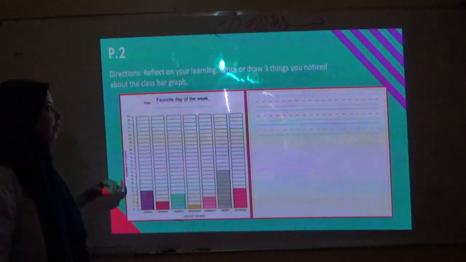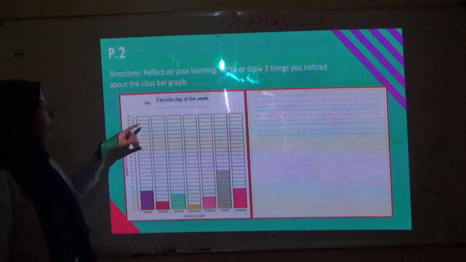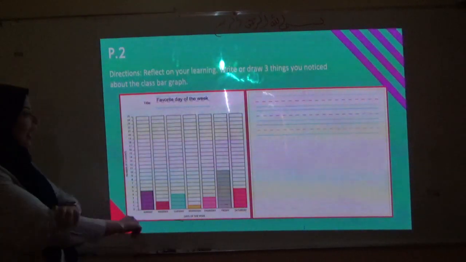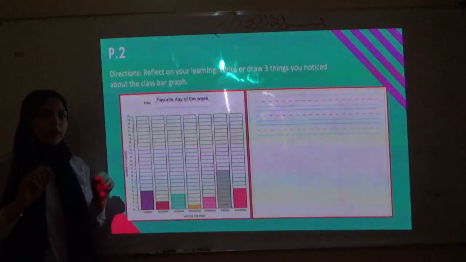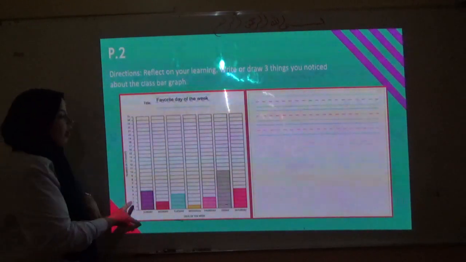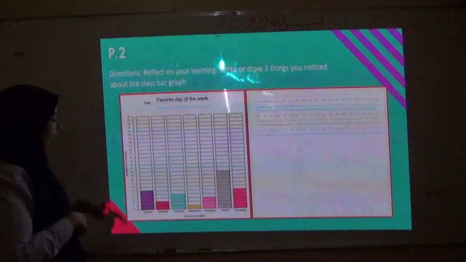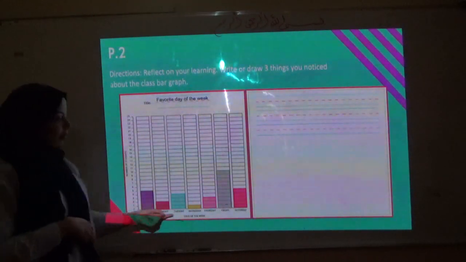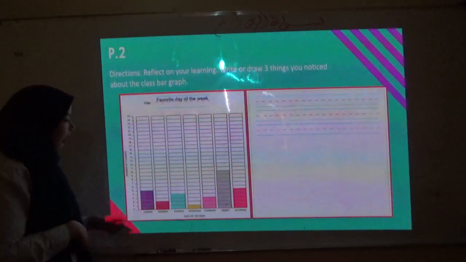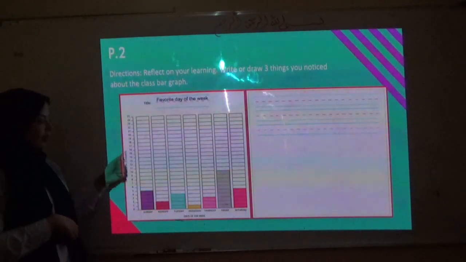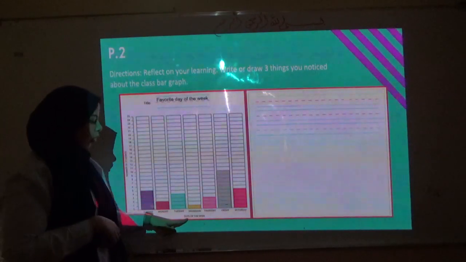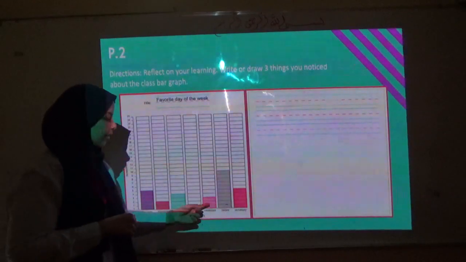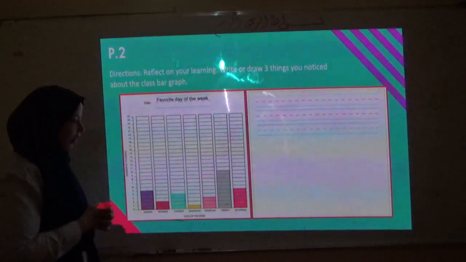Remember, in the last video we were talking about the favorite day of the week as our graph. And here again, I just want to do a quick review for you. This is our bar graph, and this side represents our vertical axis. This one represents our horizontal axis. Here we wrote number of students, and this part we wrote days of the week. These bars represent the number of the students.